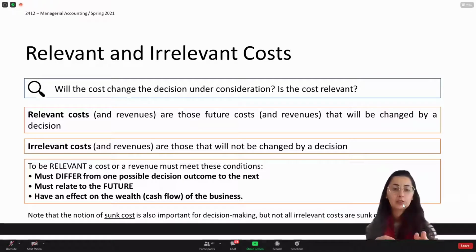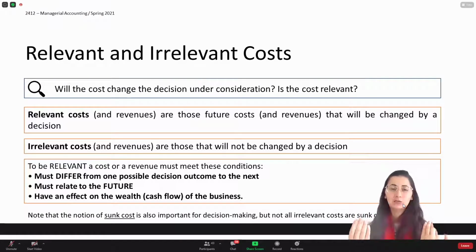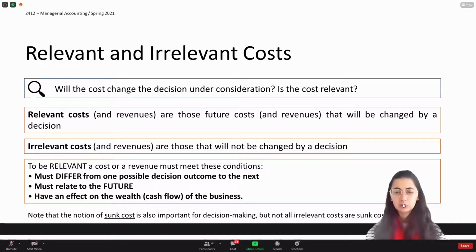And the third condition is that they have to have an impact on the cash flow. So there needs to be an impact on the cash flow of the business for the cost to be relevant. Note that the notion of sunk cost is also important. Sunk costs, which are costs that occurred in the past, are irrelevant costs. But not all irrelevant costs are sunk costs. We will define it better next.